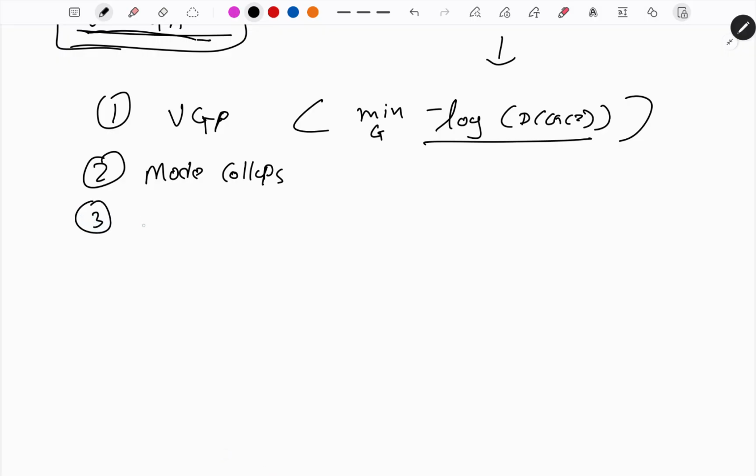and the third problem is Nash equilibrium. It is difficult to achieve a Nash equilibrium in GAN. So what is the problem of mode collapse? How can we solve it? We can solve it using WGAN. This is all about today's lecture, the problems associated with the GAN.